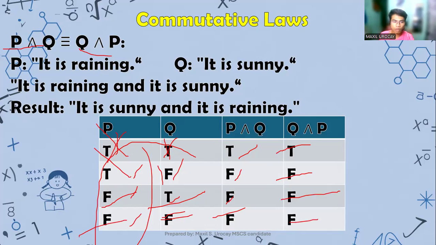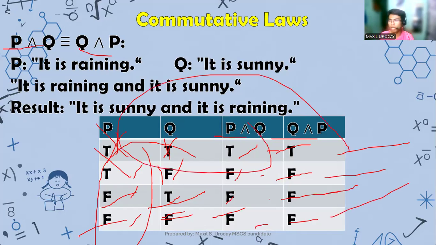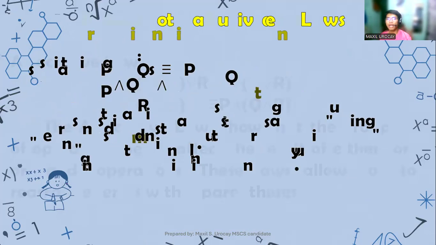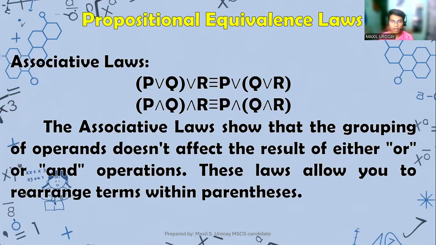So let's check if they are commutative. P and Q and Q and P. True and true, yes. False and false, yes. False and false, yes. False and false, yes. So they are commutative, of course. That's good.